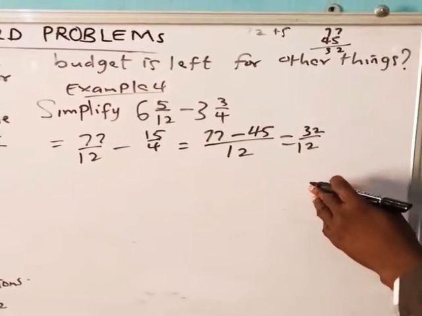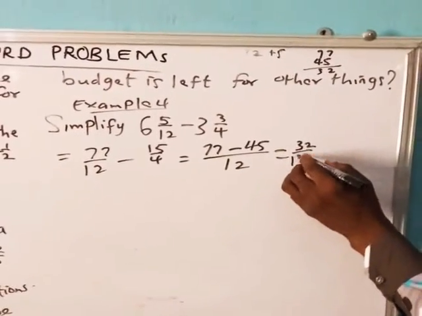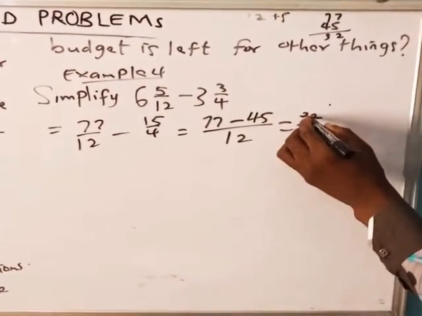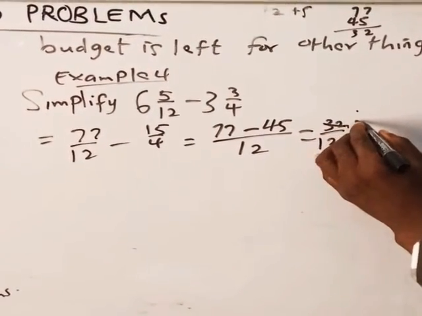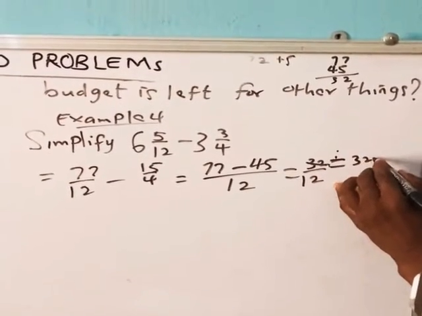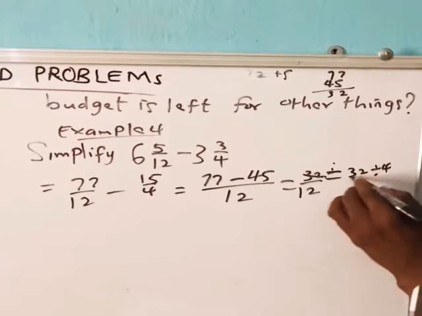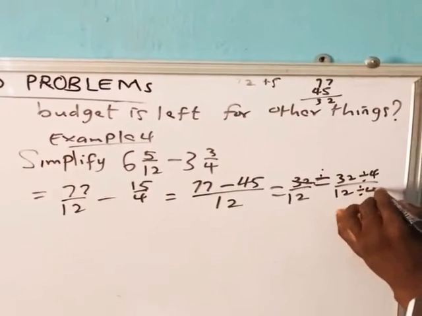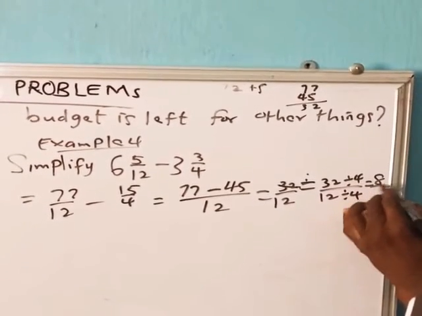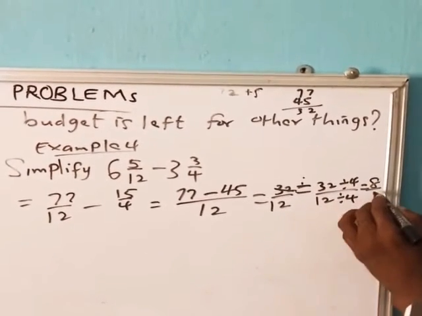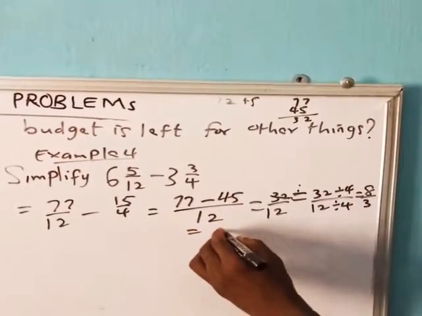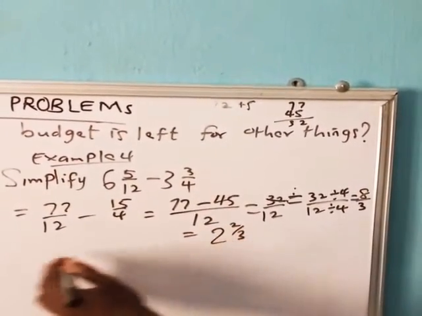This is an improper fraction, but you can go to lowest terms. 2 into 32 will give you 16. Or better still, I can use 4. 4 is a common factor, so divide 32 by 4 over 12 divided by 4. This is by inspection. And this will give you 8, and 12 divided by 4 gives you 3. This is an improper fraction, so you write it as 3 into 8, 2, remainder 2 over 3.